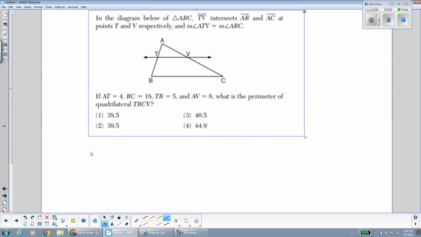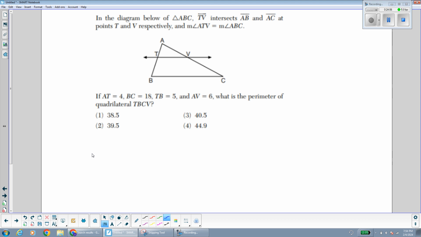We're going to do one more question in this video. So over here, we're told that in triangle ABC, angle ATV is equal to angle ABC. And notice how we also have a shared angle between the small and the big triangles. We already see that the small and big triangles are similar to each other by AA.